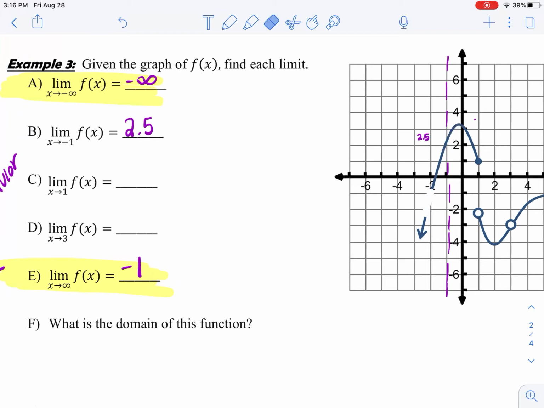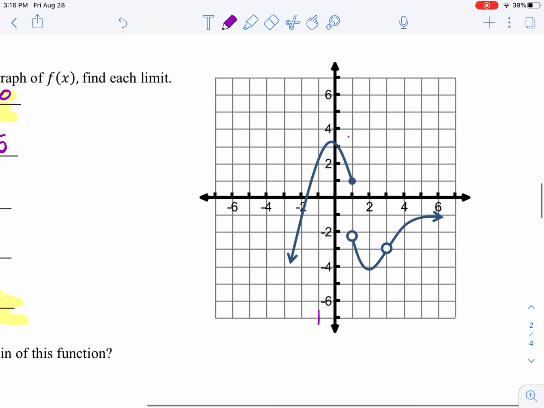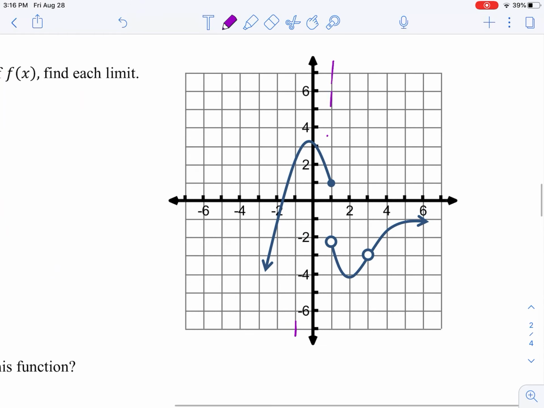Okay, next one. Let me get rid of this. All right. And if you look at my answer key, my hard copy of it, you can see that the graph must have moved a little bit when I was making it into a PDF. No big deal, though. All right, the limit as x approaches positive 1. So now I'm going to go to the x value of positive 1.